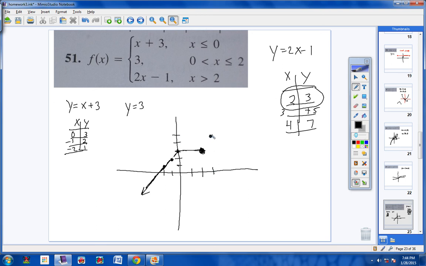So 3, 5, and the next one is 4, 7, which is right here. Now this line goes from... you're not going to draw it like this and just connect the dots like you're used to doing from algebra. What you're going to do is look at your constraint here: x is greater than 2. So start this way and go this way like this. And it continues on. Okay, so this is really not too difficult.